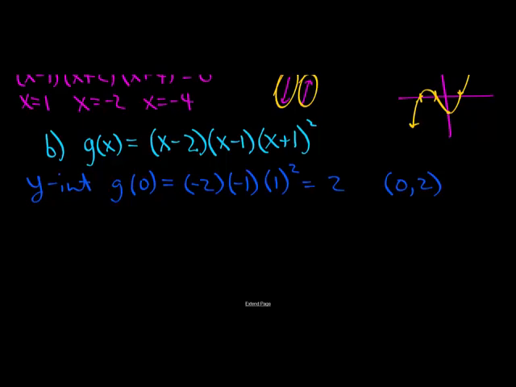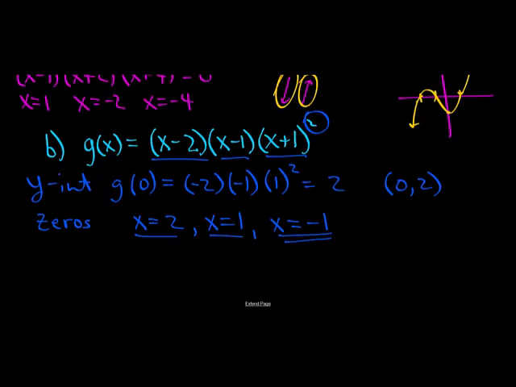Now, as far as the zeros go, from this one we've got x equals 2. From this one we've got x equals 1. And from this one we've got x equals -1. But notice this thing right here. I'm going to put a double line under that to indicate that it has multiplicity of 2. These ones, this and this, have multiplicity 1. Okay? So this is going to be important when I sketch the graph.